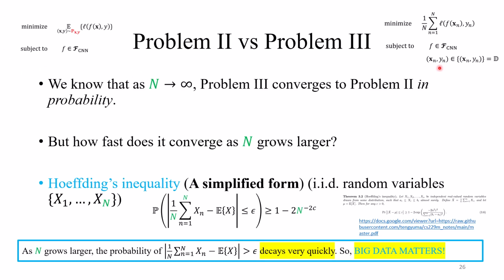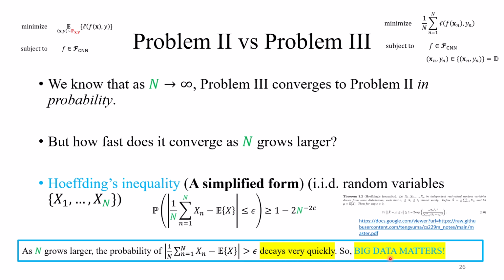So here's problems 2 and 3. And we know that from the law of large numbers, as n approaches infinity, the objective function of problem 3 converges to that of problem 2 in probability. But how fast does it converge as n grows larger? Well, this is where Hoeffding's inequality comes in. Here is a simpler form. You can refer to this link right here. The original Hoeffding's inequality is usually written in this form, but the main takeaway is that as n grows larger, the probability of the sample mean deviating more than epsilon away from the population mean decays very quickly.